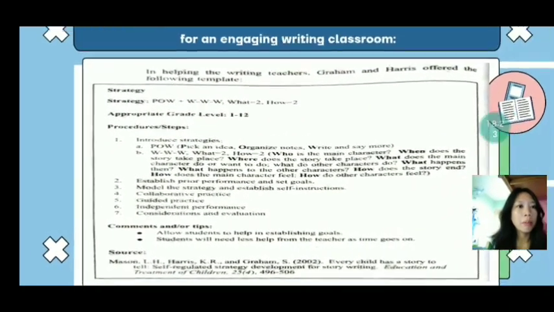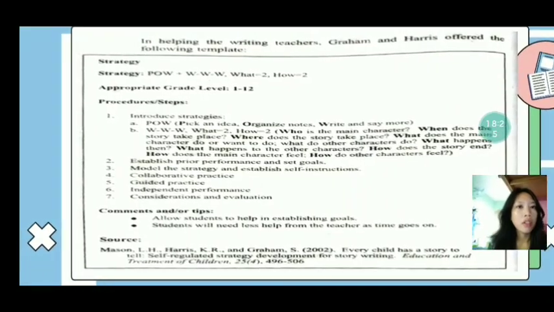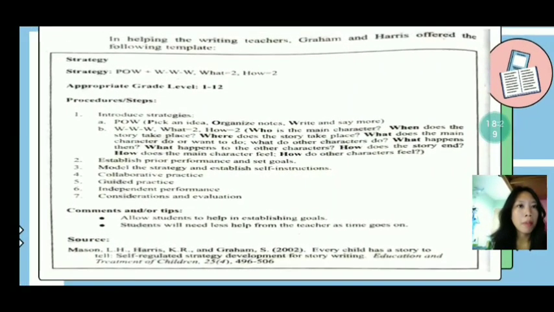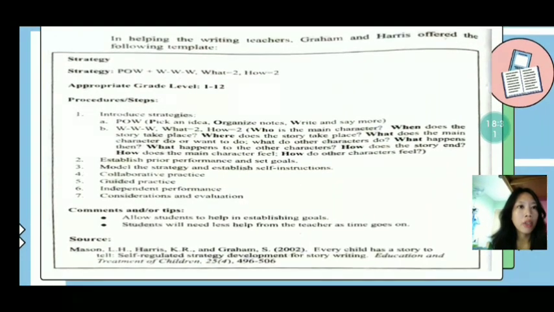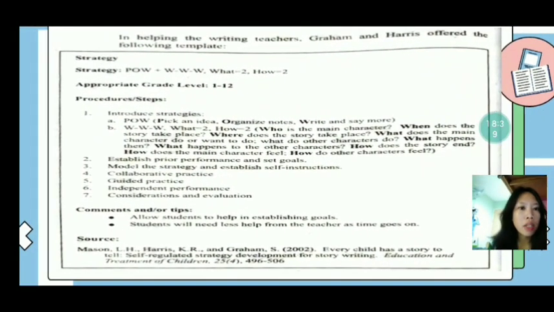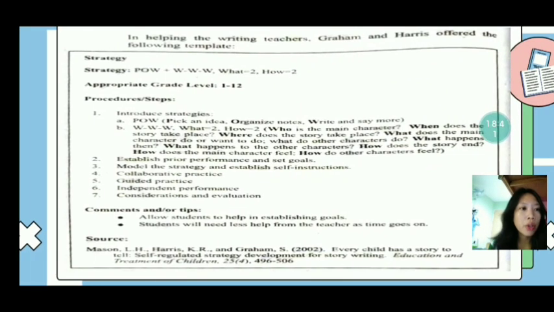So in this picture, it shows how to use this planning guide on writing a short story. So this guide will allow students to help in establishing their goals. What are their goals in writing that specific text? And students will need less help from the teacher as time goes on.